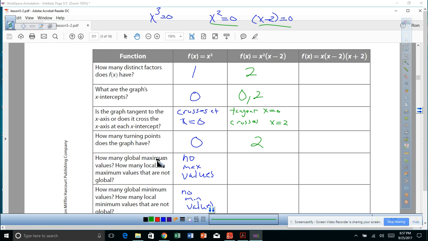How many global maximum values? How many local maximum values? No global max, but one local max, and that's at x equals 0.